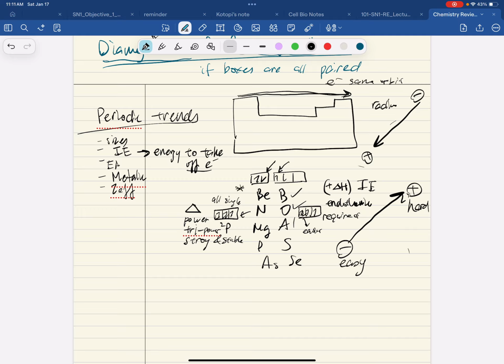Now Mg and aluminum is the same thing as beryllium and boron. P and S is the same thing as N and O, and arsenic and selenium is the same thing as nitrogen and oxygen as well. So these are all exceptions in the trend, and these are the main ones. As long as you know the logic of these, that with this kind of configuration it's easier to take off 2p than 2s, and that three singly paired is very strong, the exceptions are quite handy.